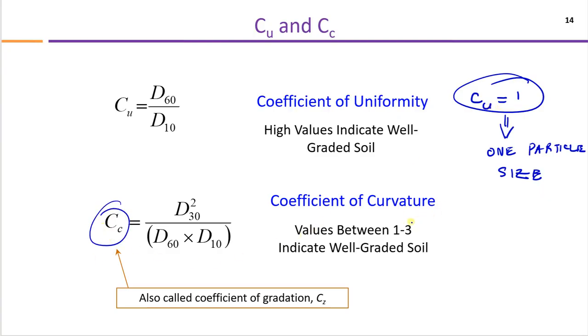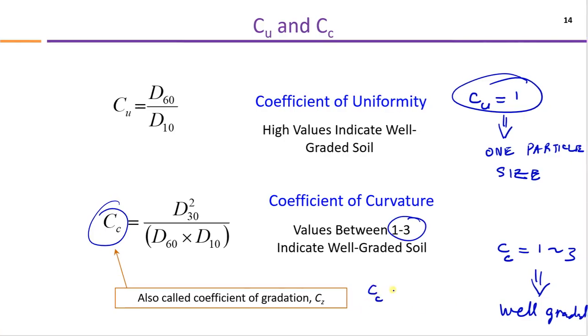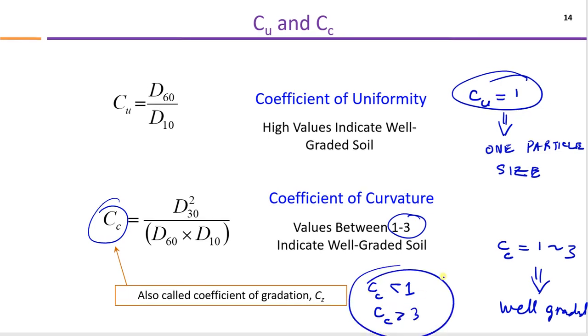This is always between 1 and 3. If Cc is from 1 to 3, we say that the soil is well graded. If the value of Cc is less than 1, or if the value of Cc is more than 3, in that case it will be called poorly graded.